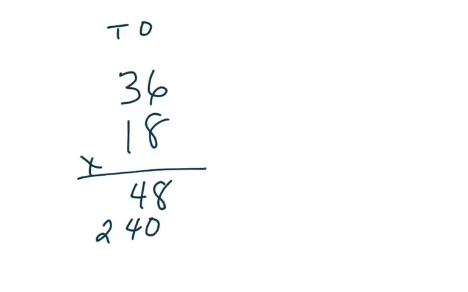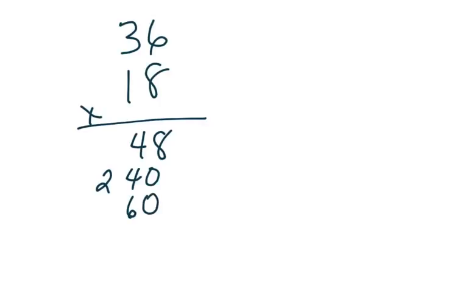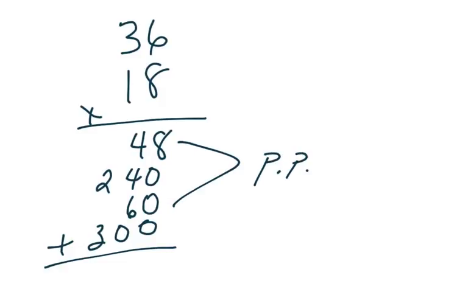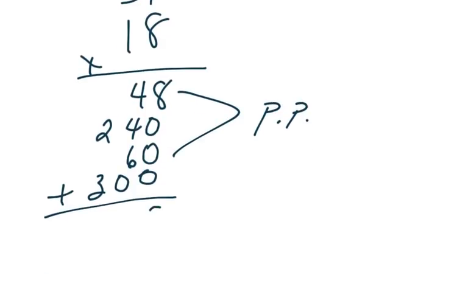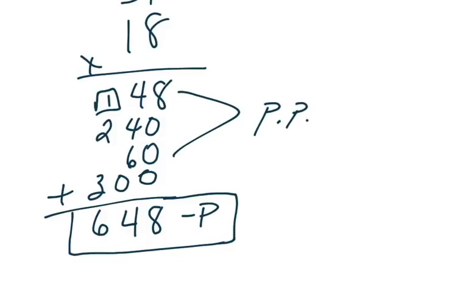Now we're going to multiply going this way. We're going to multiply our tens. So 10 times 6. 10 times 6 is 60. As you can see, I'm keeping everything lined up. And then the last thing we're going to do is 10 times 30. 10 times 30 is 300. All of these right here are our partial products. We're going to add up our partial products. That's 8. That's 14. Regroup. And 648 is our final product.